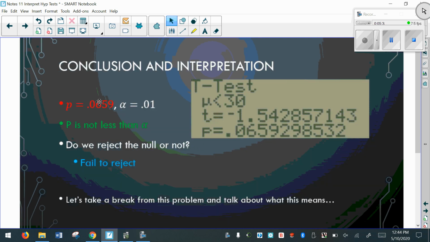So in this particular problem, you have a p-value when rounded to 4 places, 0.0659, and you have alpha 0.01. Your p-value is not less than alpha. So what we have to then say is we fail to reject the null.